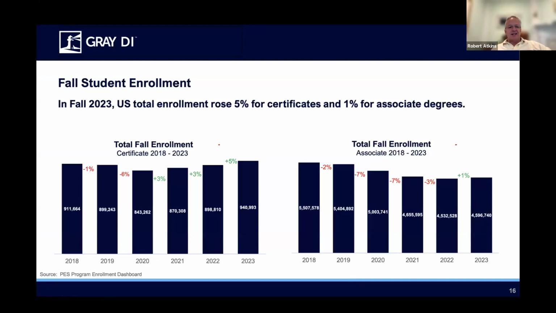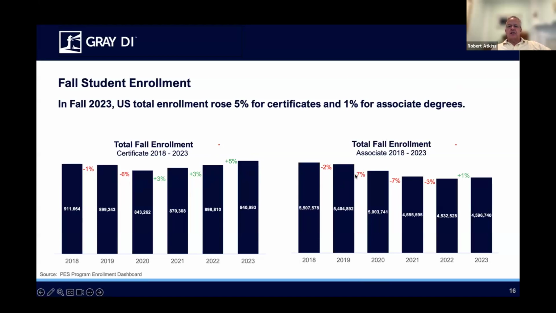I've been presenting enrollment charts that were going down for so long, and it's so depressing, and they're not doing that anymore. Certificate enrollment up 3% in 2021 after years of decline, then continued up in 2022, and 2023 we're actually up 5% in certificate enrollment at the community college level.